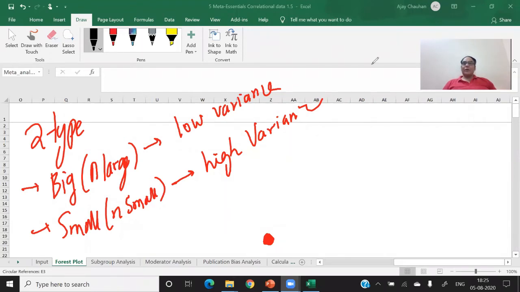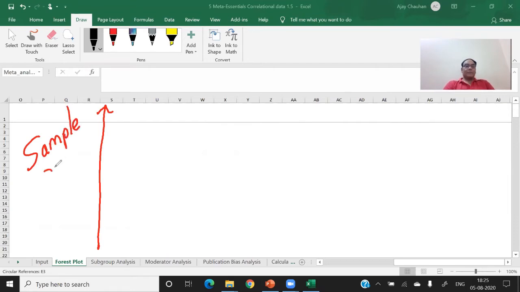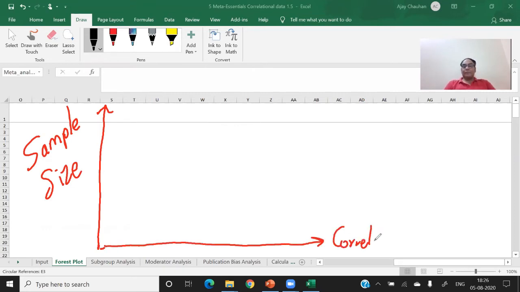Now you know this. Now I am taking the y-axis, and I am saying it is the sample size. And this is my correlation, and my diamond is here.